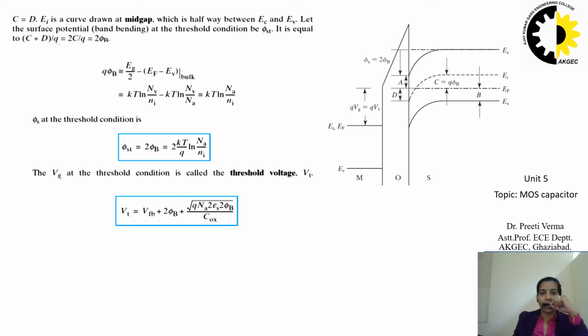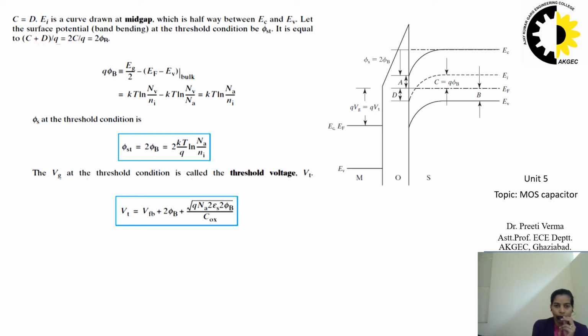Then this kT value, that is kT ln Na upon Ni, where phi s at the threshold condition is defined as phi st is equal to 2 phi B, and that can be written as 2 kT by q ln Na upon Ni. The Vg at the threshold condition is called the threshold voltage Vt. So substituting, we get Vt is equal to Vfb plus 2 phi B plus under root q Na 2 epsilon s 2 phi B divided by Cox.